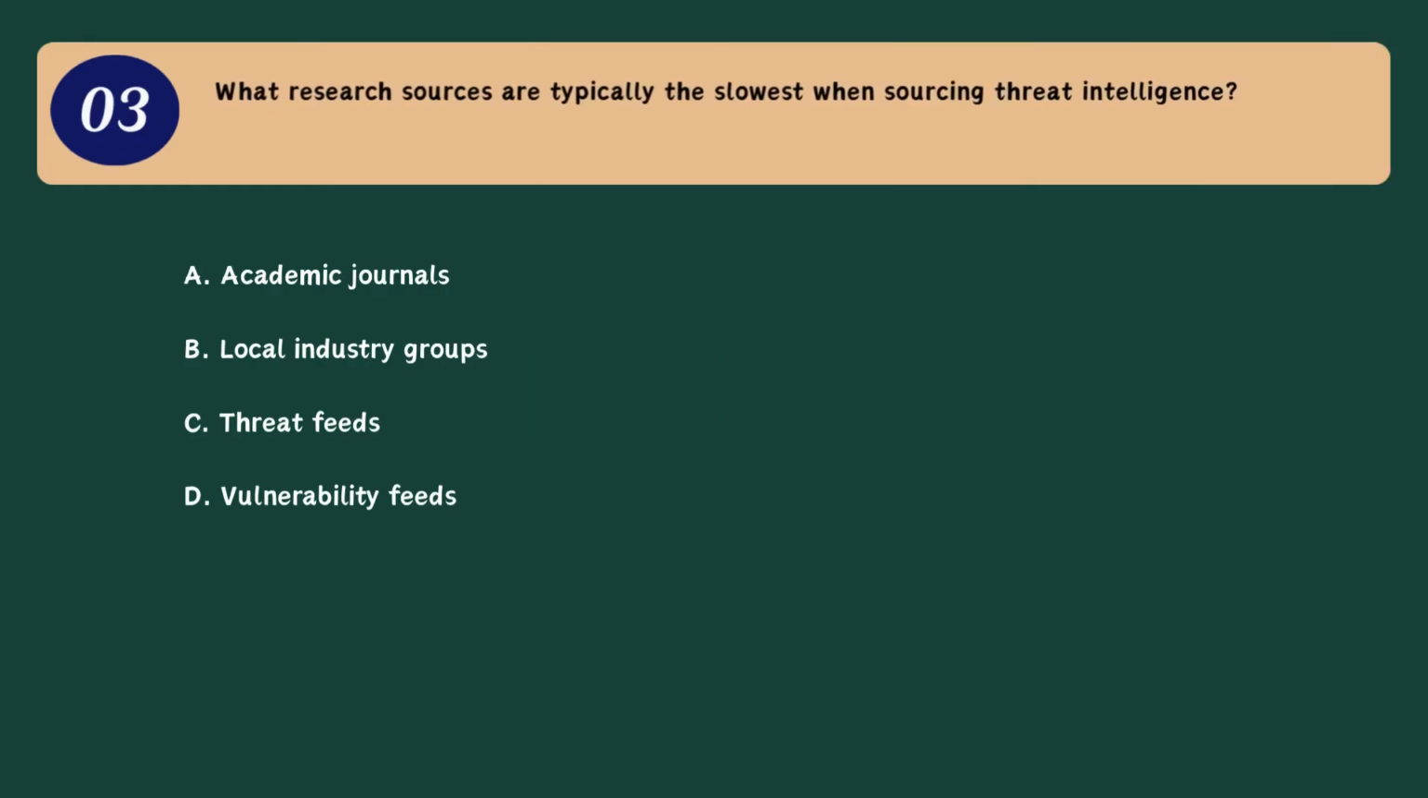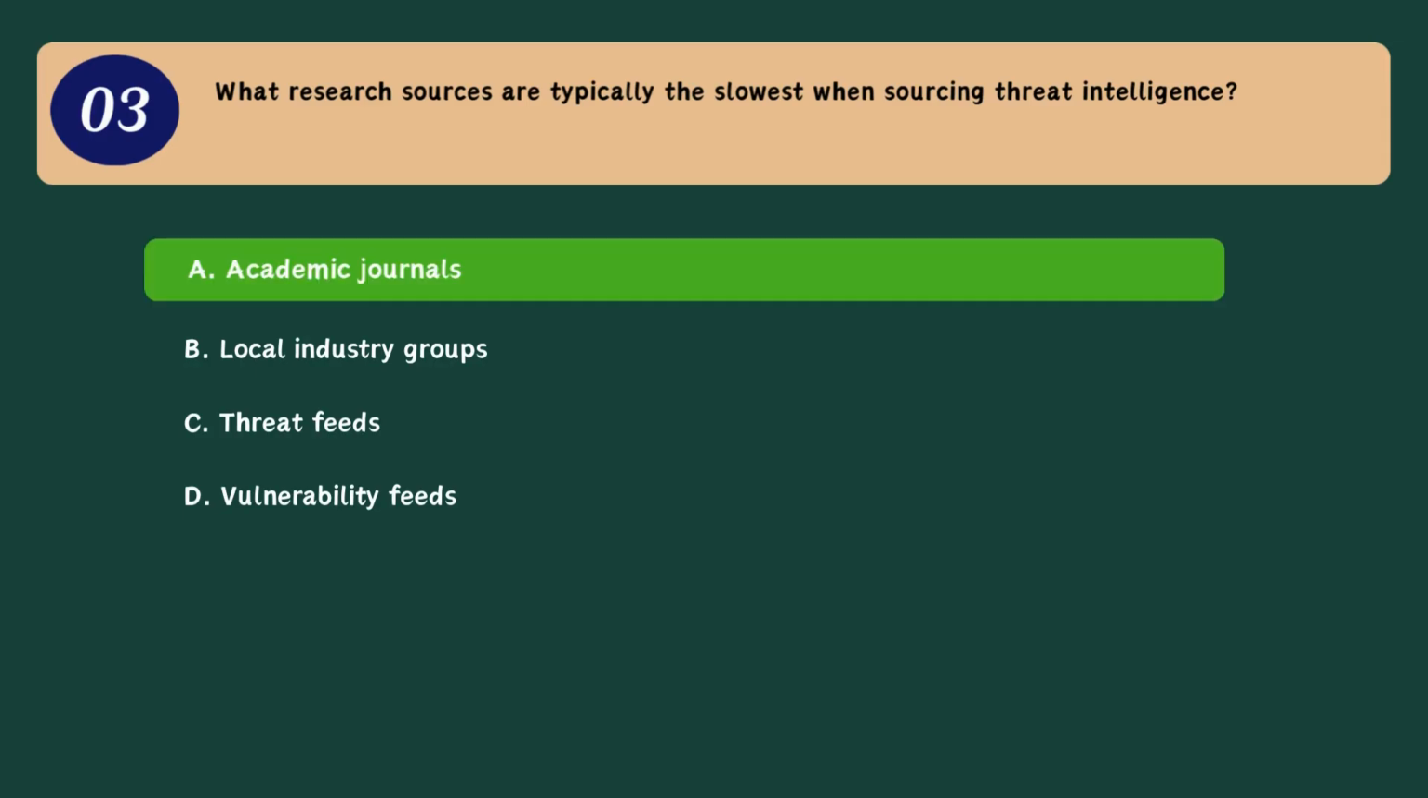Question 3. What research sources are typically the slowest when sourcing threat intelligence? A. Academic journals. B. Local industry groups. C. Threat feeds. D. Vulnerability feeds. Correct answer. A. Academic journals.